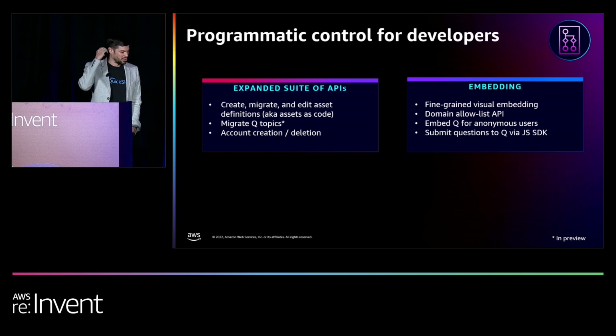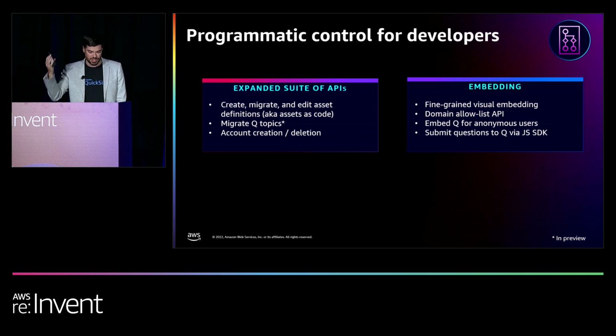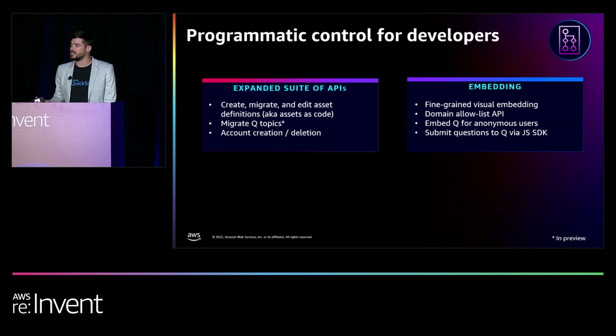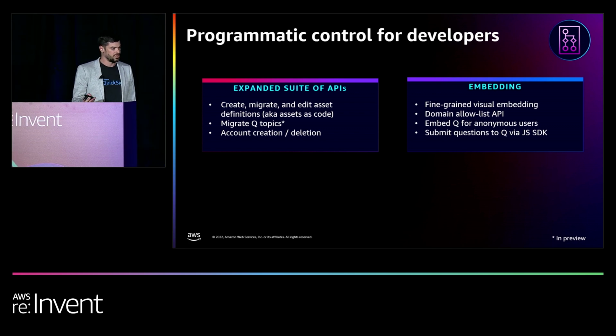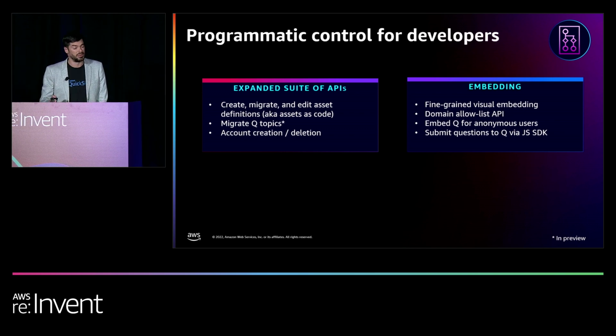So now moving on to developers. When we think developers, usually we're thinking embedding, but we're also thinking CI/CD and version control, content migration, that kind of stuff. So this expanded suite of APIs, if you've been a QuickSight customer for some time and are close with our team, you may have heard us refer to this as assets as code over the last year. That's what we were calling this feature before. So just trying to say, this is the same thing. We're not calling it assets as code, we're just saying, hey, we have new APIs now.